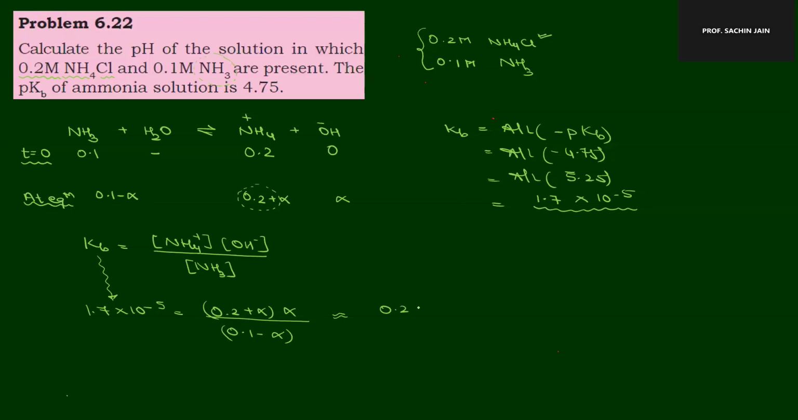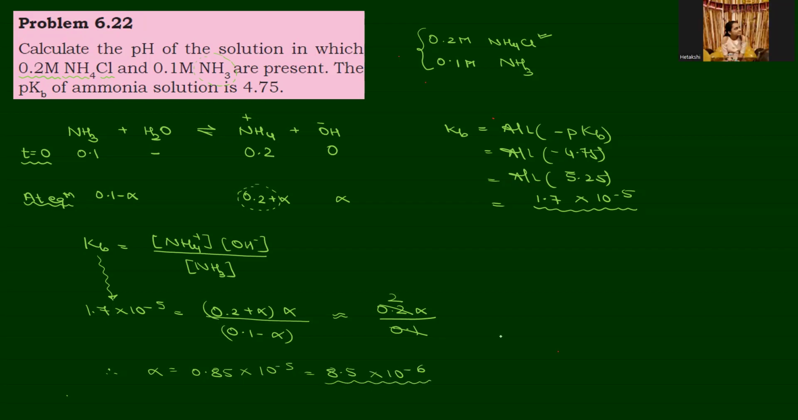ignored and we are left with 0.2 plus alpha into alpha. Even in the upper term, 0.2 plus alpha you can take as 0.2, and below it 0.1, so this will become 2 and your alpha value directly comes out to be 0.85 into 10 raised to minus 5, which is 8.5. You see the alpha is of the 10 power minus 6, which is of course a very small value.